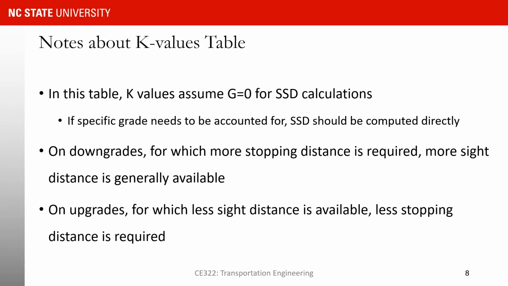So for that reason, a lot of times when you have these curves and you want to find stopping sight distance, you just assume that the grade is 0, unless you are specifically asked in a question or in an example to do the calculation for a specific grade and find the stopping sight distance. If that's not the case, we assume that the grade, or the slope, is 0.